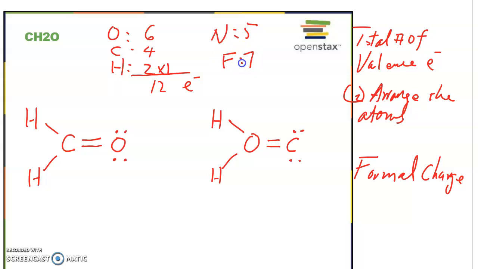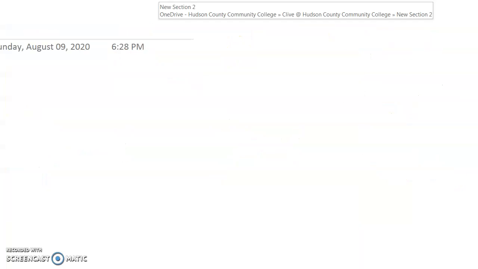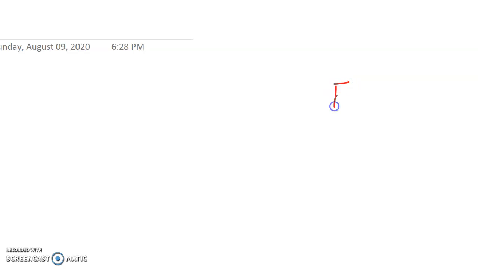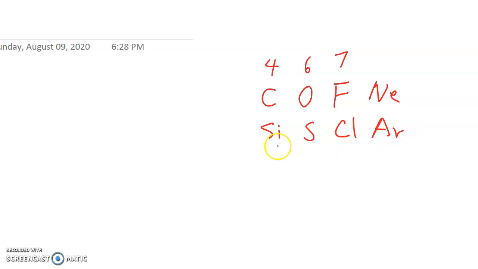Fluorine, that is 7. If you would like to know how I get those, I can find it from a periodic table. For this column, the halogens, it's always 7 valence electrons. The one next to it, oxygen, the chalcogen column, always 6 valence electrons. Over here, carbon, 4 valence electrons. So the same column, the same family, will have the same number of valence electrons. This is from the periodic table.